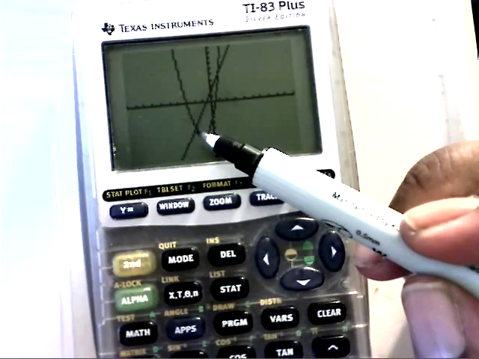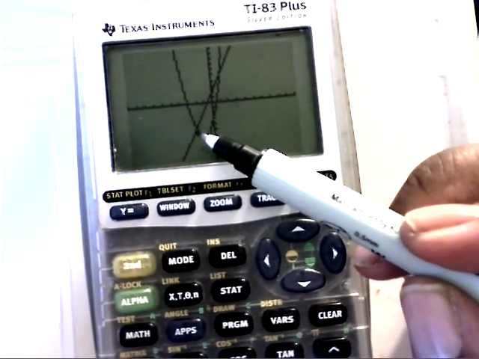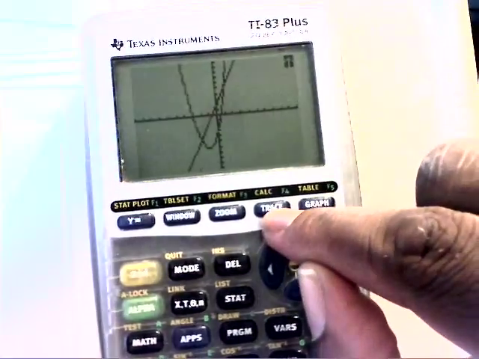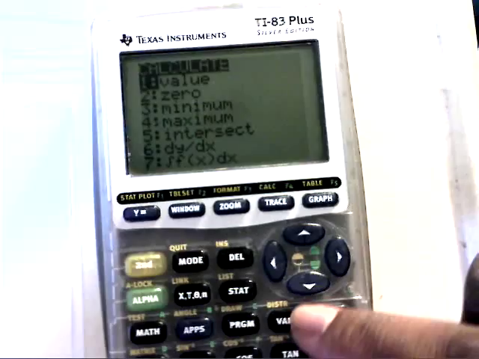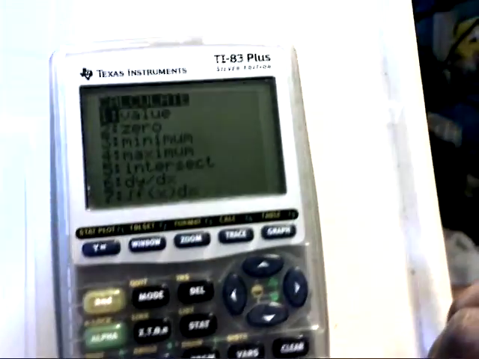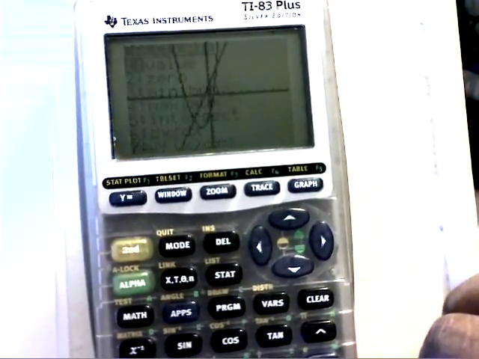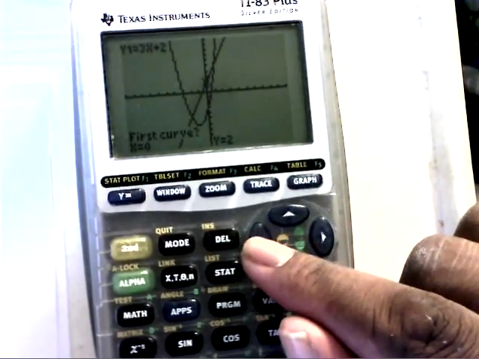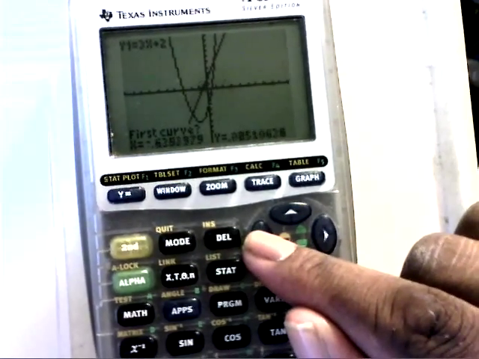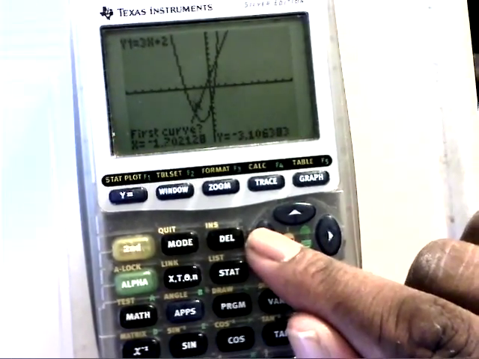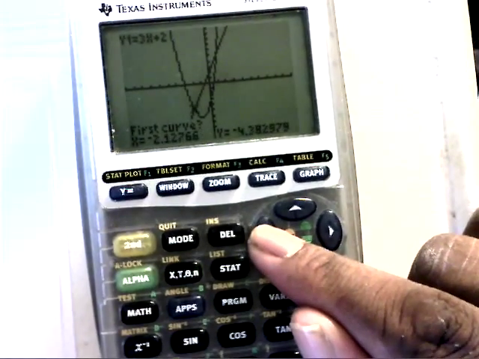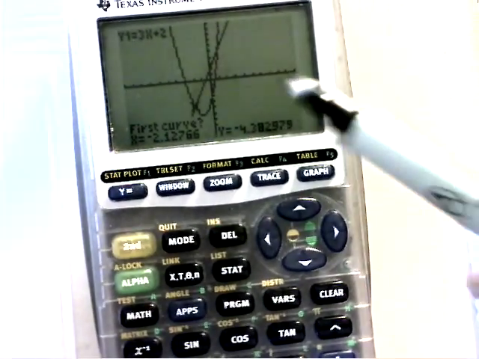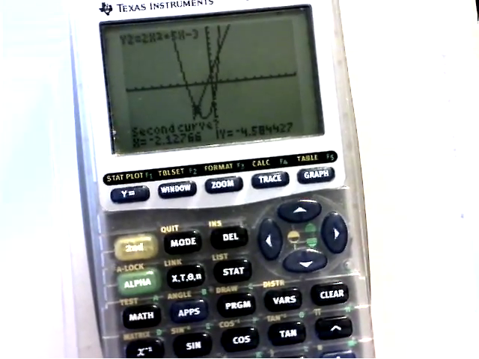So here I want the ordered pairs. Let's do the one that's at the very bottom here. Okay, so let's press second and then trace. Now we're finding the intersection of the two, so we want to select number 5 for intersect. You should get first curve. What you want to do is position that blinking cursor somewhere close to the intersection of that first point, which is right here, and then hit enter.